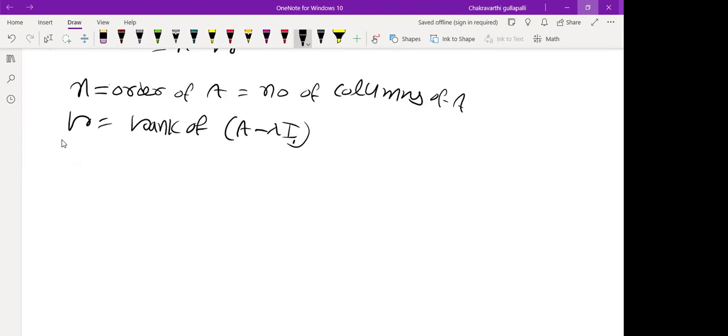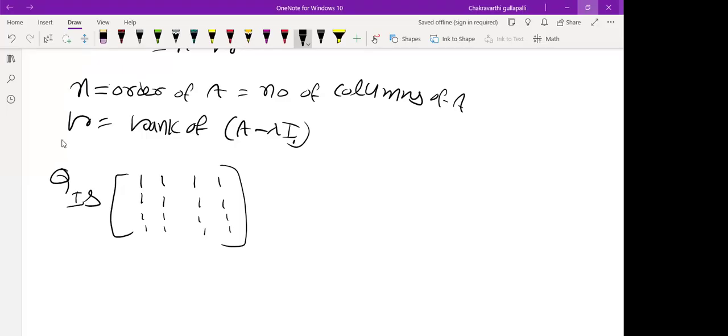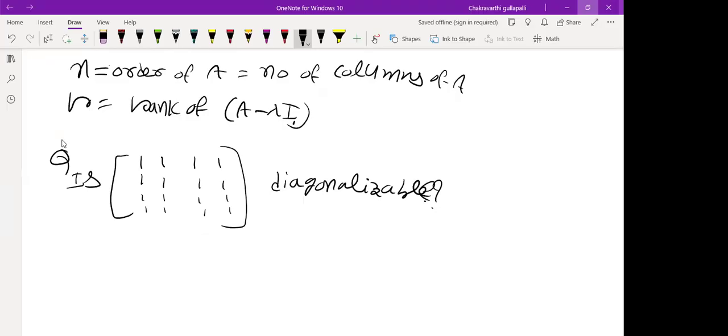Let us work out the question. Yesterday we did one question. Take the 4 by 4 matrix with all ones: 1 1 1 1, 1 1 1 1, 1 1 1 1, 1 1 1 1. Is this matrix diagonalizable? This is the question. How to know whether it is diagonalizable or not? First we have to find out the eigenvalues. So what are the eigenvalues of this matrix?